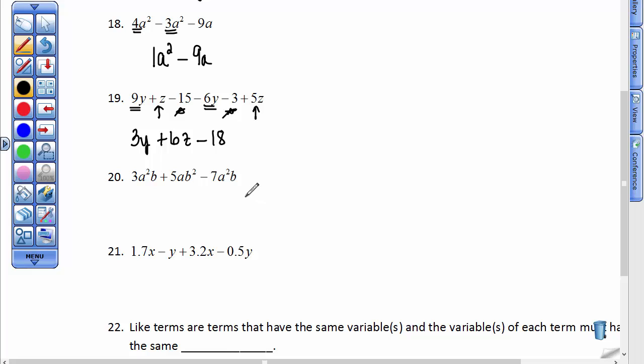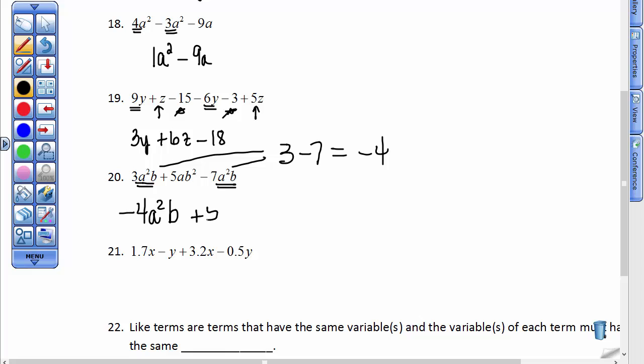On this last one, I think it's the a squared b that are like terms. So 3 take away 7. You're going 3 take away 7 is a negative 4. So the coefficient for the a squared b term will be a negative 4a squared b, and then bring down your 5ab squared. Next, let's collect our x terms.